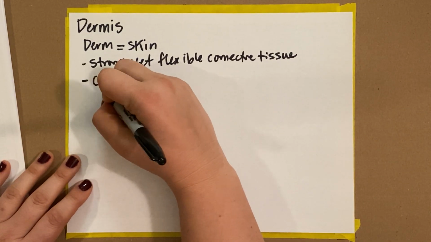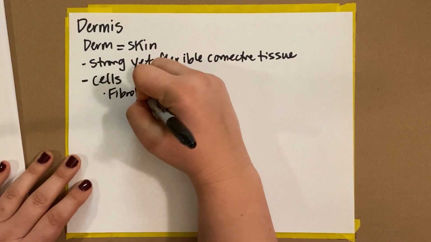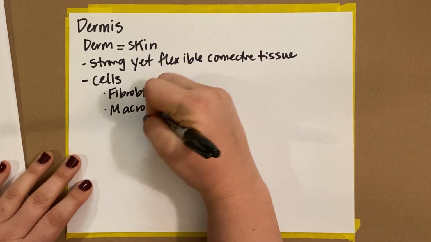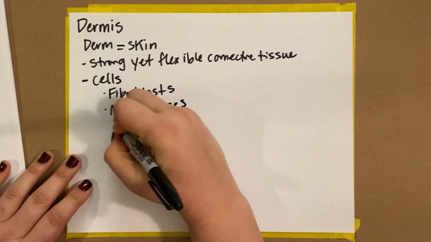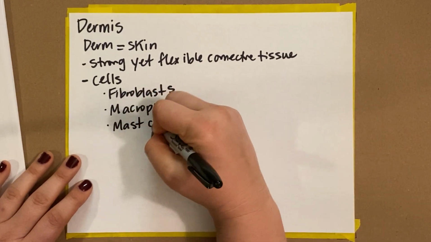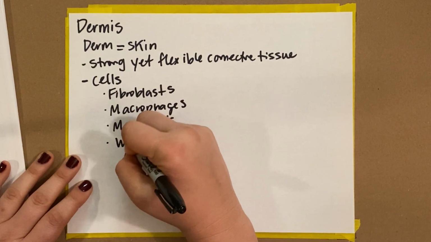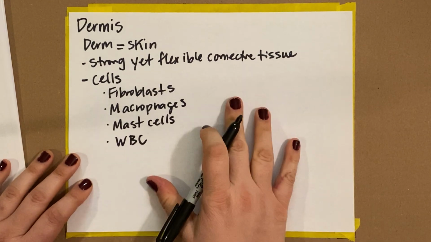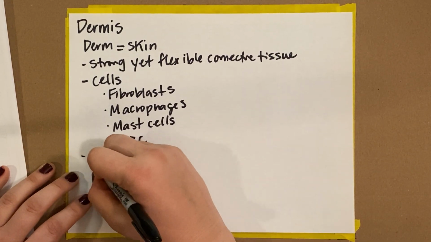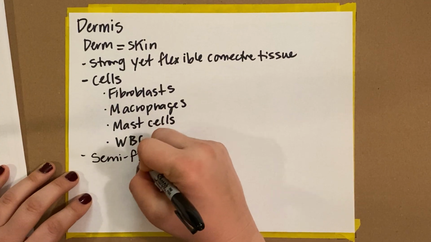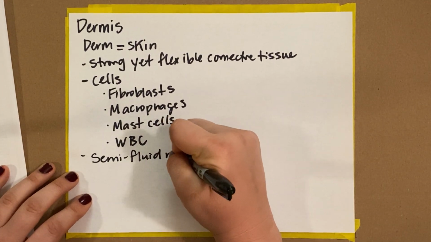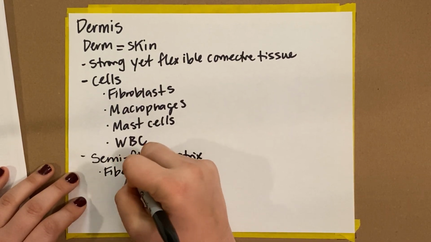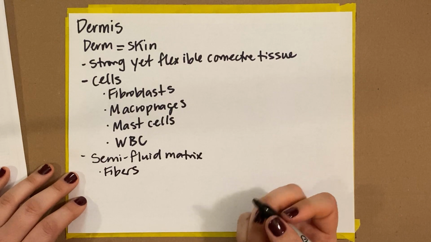In the dermis, you're going to find cells that we've seen before. So you're going to have fibroblasts, you're going to have macrophages, mast cells, and white blood cells. It's also going to have kind of a semi-fluid matrix. Okay, so it's going to have fibers that we'll talk a little bit about.